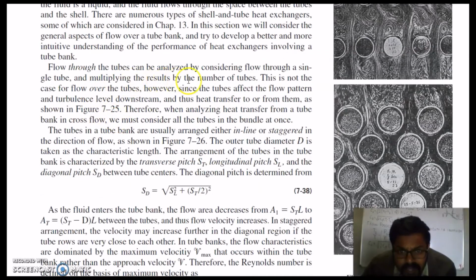So flow through tubes can be analyzed by considering flow through a single tube and multiplying the results by the number of tubes. This is not the case for flow over the tubes. Since the tubes affect the flow pattern and turbulence level downstream, and thus the heat transfer to or from them, as shown in the figure, you can see they are affecting the fluid flow. So we have to take a bank of tubes instead of considering one tube. For internal flow you can take only one tube, but for external flow you have to take the bank of tubes. The tubes in a tube bank are usually arranged either inline or staggered in the direction of flow.